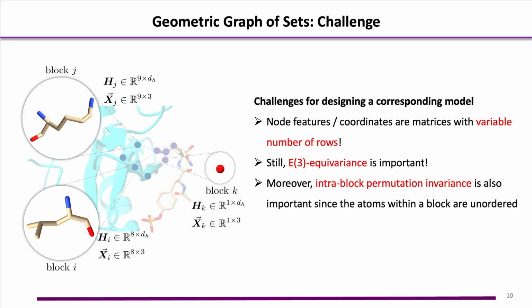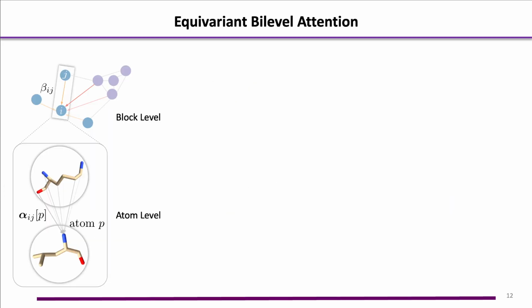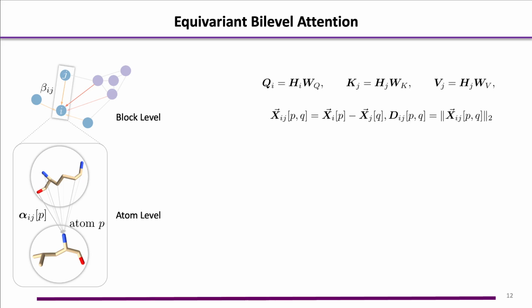It's a set, remember? To address these challenges, we further propose a generalist transformer to process the unified representation, which includes bilevel attention, feed-forward network, and layer normalization. First is the attention module. Given two blocks I and J, since their features are matrices, we first derive their matrix form queries, keys, and values with linear transformation. We also calculate the relative coordinates between atom pairs in these two blocks, which is further processed into their pairwise distance, that is the Dij.